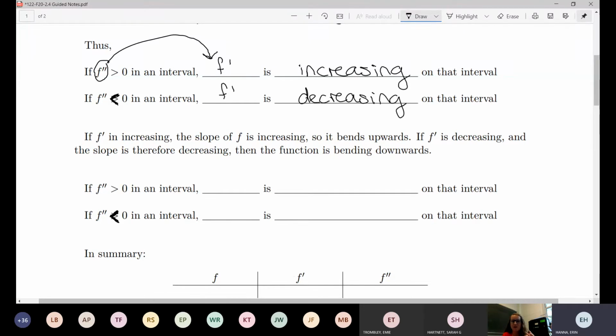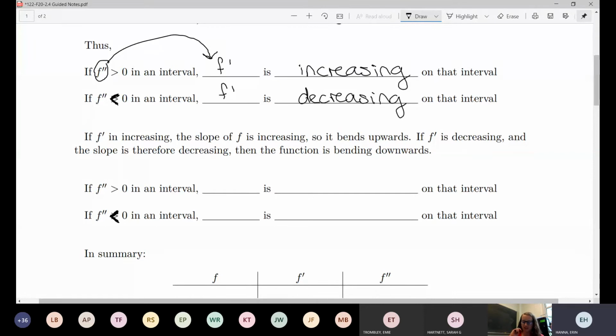If you think back a couple sections ago, back in chapter 1, we had some definitions for something that meant that the function was bending upwards or bending downwards. And it ended up being the concavity of it. Concave up, concave down. Remember these? They're coming back.